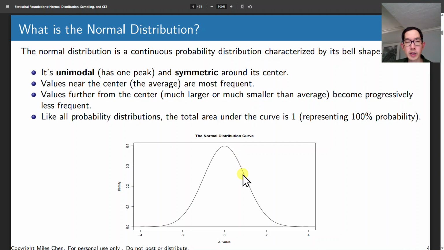As you go out, around 1 or around -1, it's not as common. As you go even farther to, say, +2 or around -2, it gets even less common. And then if you go out to, say, +4 or -4, those become very, very rare. A key thing about any probability distribution is that if you were to shade in the area underneath the curve, the total area would equal 1, and that represents having a 100% probability, a total probability of 1.